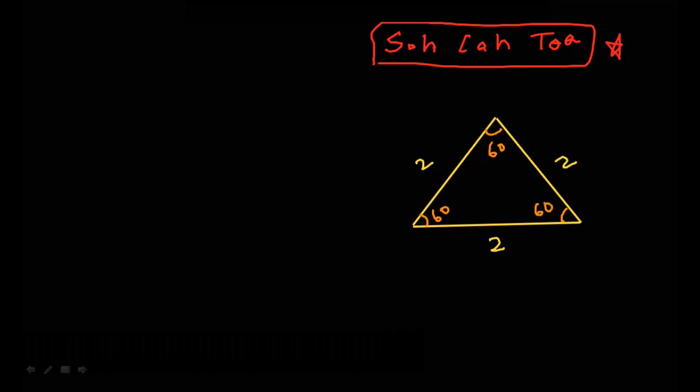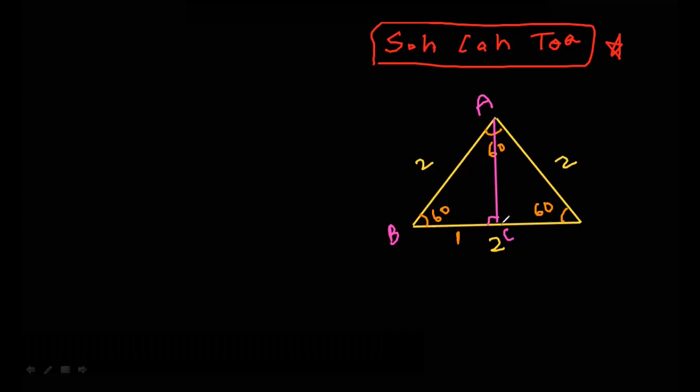Fine. But we don't have a right triangle here. So we are going to draw a median from one of the vertices. So I'm going to draw here. Okay, so I got a right triangle here. Let me give names A, B, and this is C. Fine. So AC is a median. So what will be the value of BC? It will be 1. Correct.